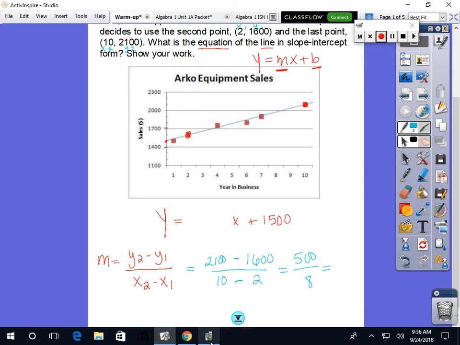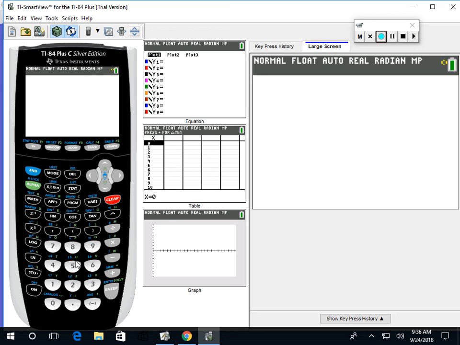Right, 62.5. But we don't want to leave it like that, because you know how when you have the equation of the line, your m, your slope, is always a rise over a run? So we want to keep it in fraction form, but we just need to reduce this fraction. So let's talk about how to do that. If you do 500 divided by 8, it will give you what y'all told me, 62.5.